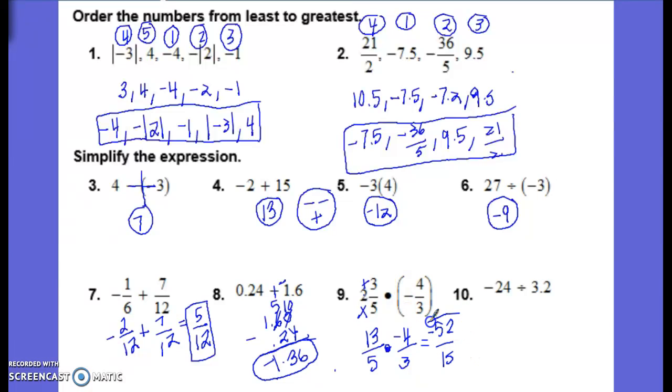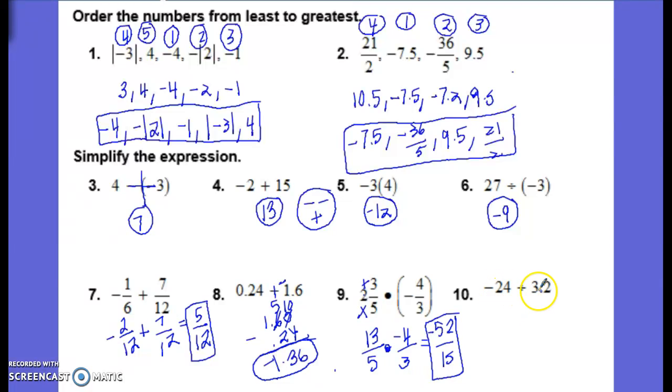And depending on the question, you can leave your answer as an improper fraction, that's fine, or you can turn it into a mixed number. So if you were to turn it into a mixed number, remember you have to do 52 divided by 15, okay?